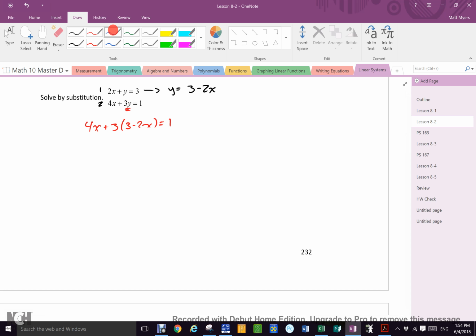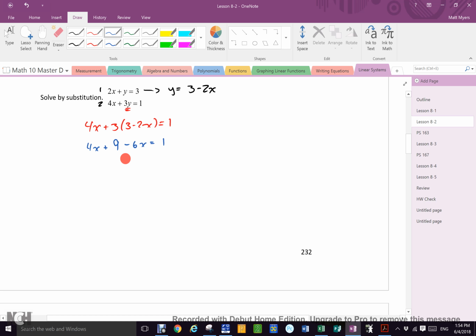Now what? I try to find x by doing algebra. 4x plus what? 9. Minus 6x equals what? Equals 1. Now what? Wait, there's no 3y.